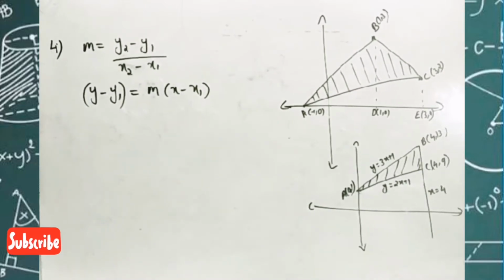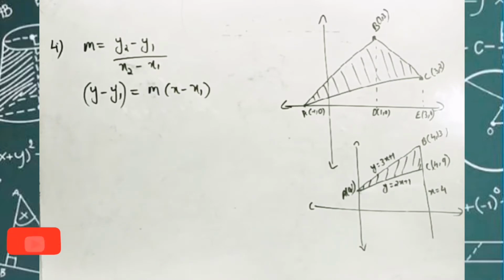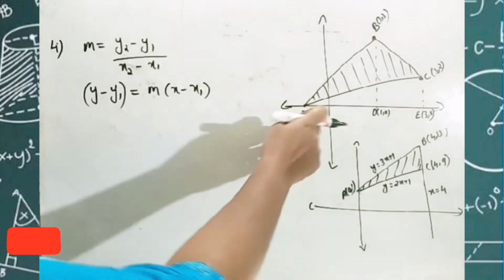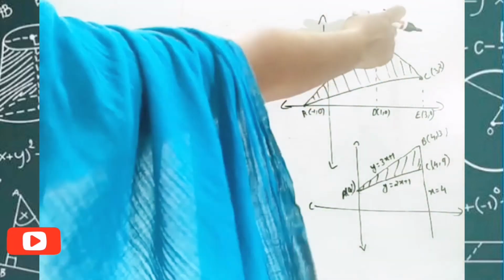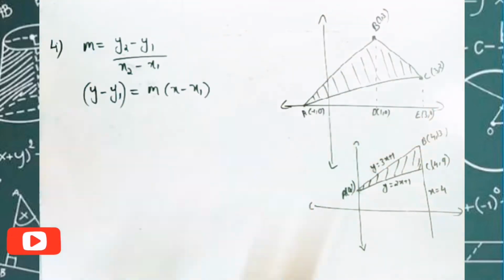Today we are going to continue exercise 8.2, fourth question. Using integration, find the area of the region bounded by the triangle whose vertices are (-1, 0), (1, 3) and (3, 2).